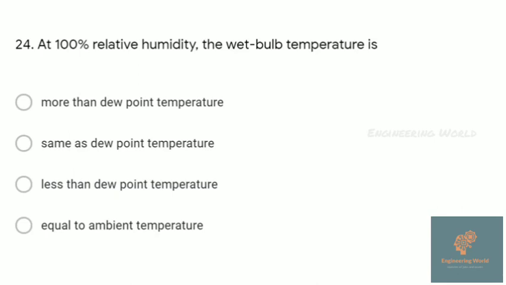Next question. At 100% relative humidity, the wet bulb temperature is. At 100% relative humidity, the dry bulb temperature is equal to the wet bulb temperature is equal to the dew point temperature. So the answer is same as the dew point temperature.